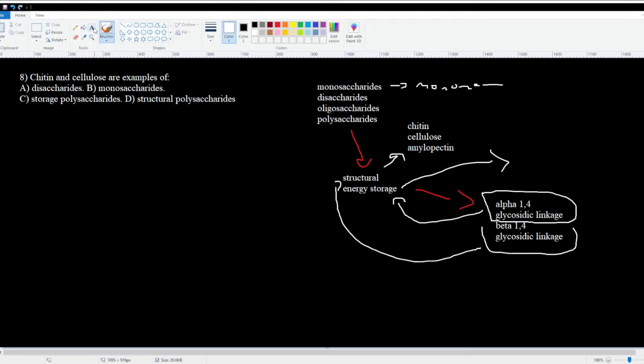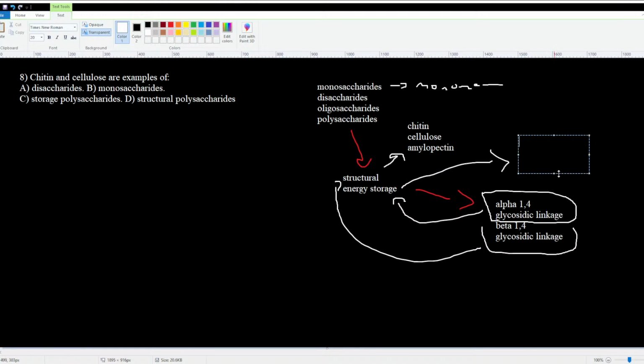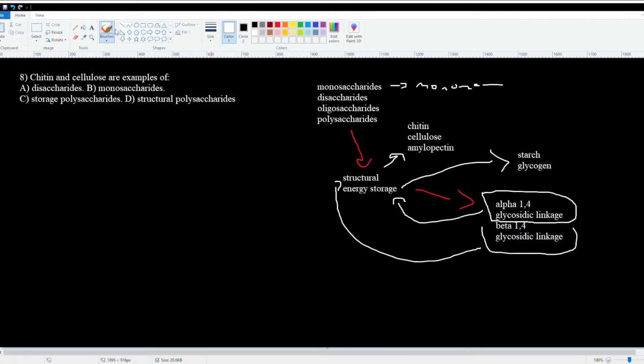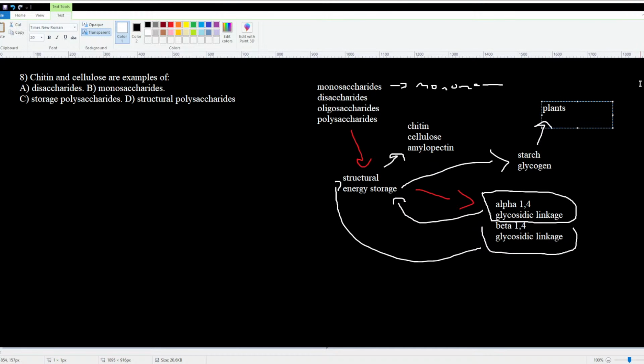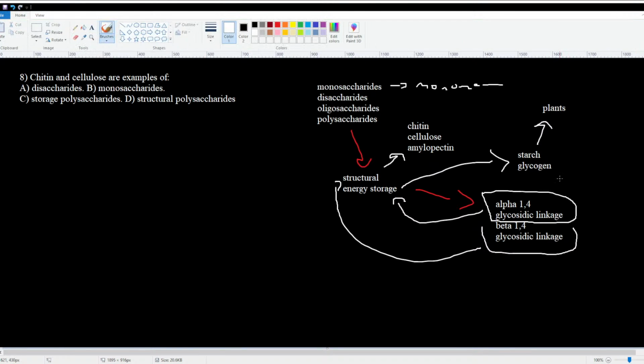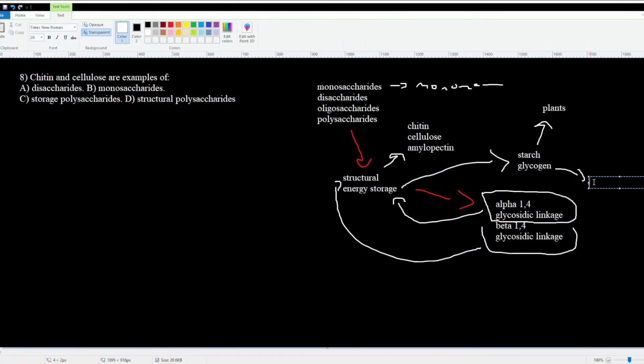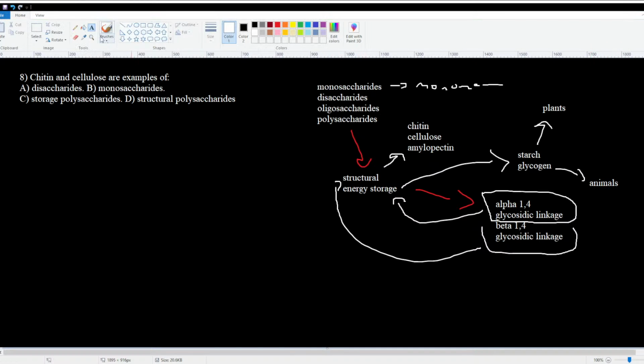But energy storage, there are two that we care about a lot, right? And that's starch and that's glycogen. Starch exists in plants, and glycogen exists in animals. These are energy storage, right? These energy storage molecules typically consist of alpha 1,4.